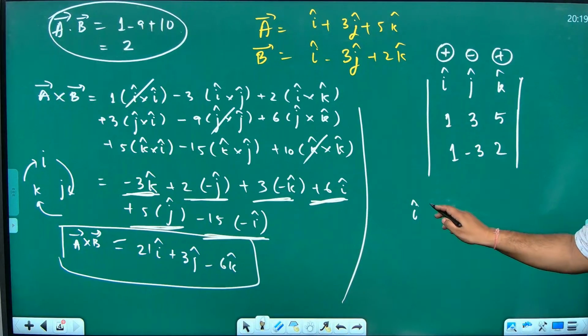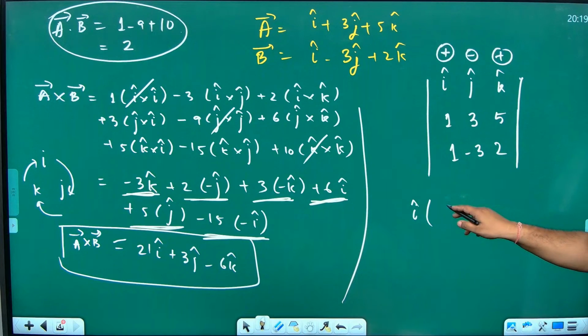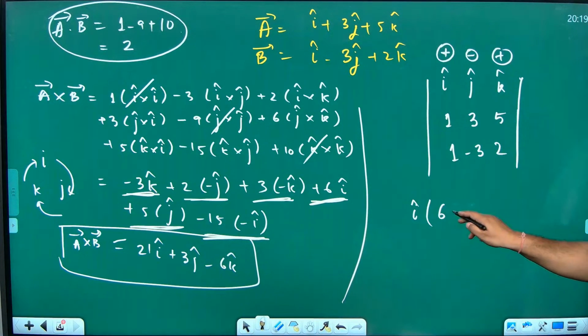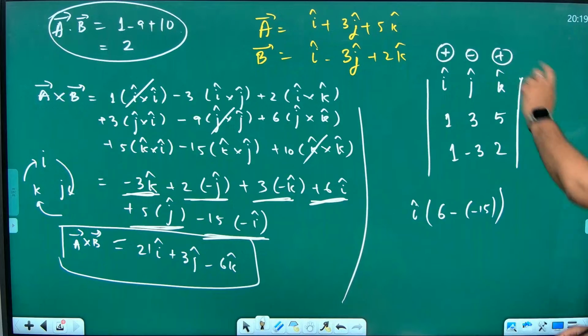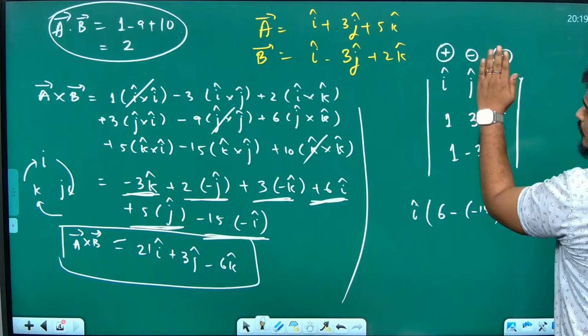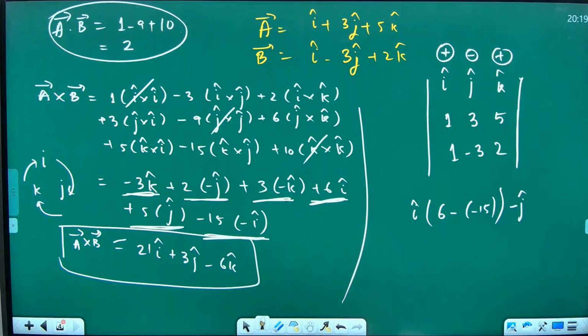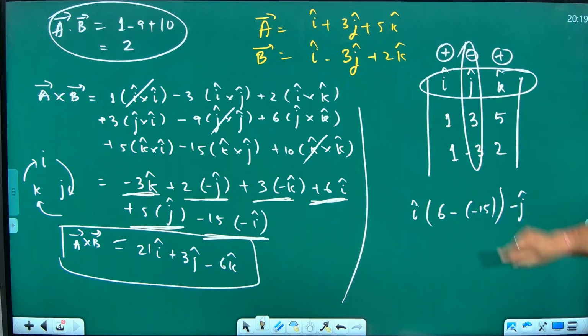Okay, so what I wrote: 6 minus of minus 15. I got I cap. Then I write J. J is plus or minus? Minus. So I will write minus J. If you are writing J, you will hide this and this. What remains? 1, 5, 1, 2. We are hiding the J line, right? This we are hiding and this we are hiding. What remains? 1, 2, 5, 1.